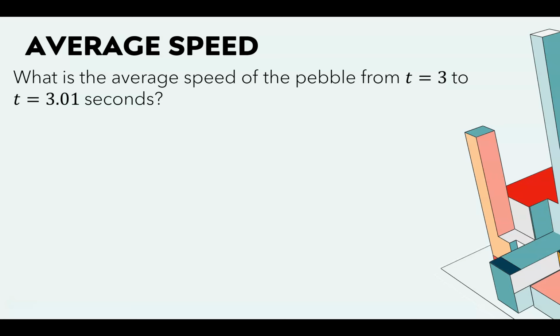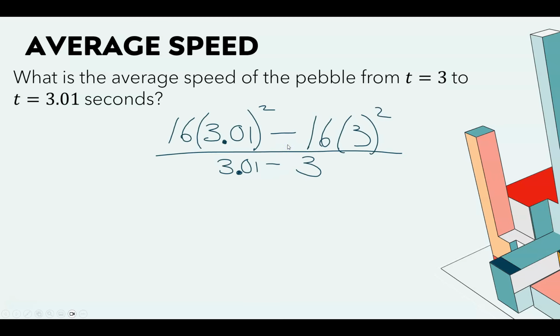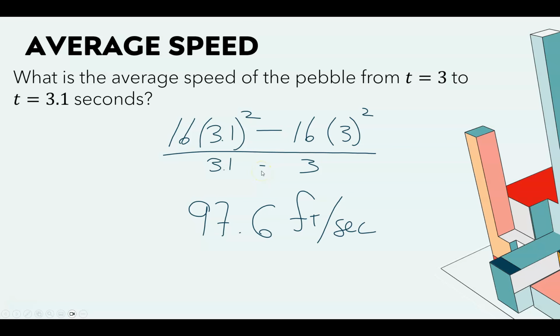Okay, so now we're going to keep that going. We're going to find the average speed of the pebble from t equals 3 to t equals 3.01 seconds. And you know the structure. Change in position over change in time. So 16 times 3.01 squared minus 16 times 3 squared over 3.01 minus 3. And do you have a guess how it's going to compare to 97.6?